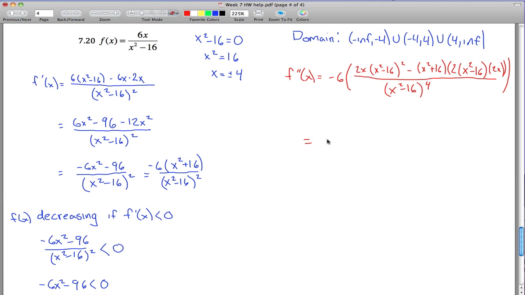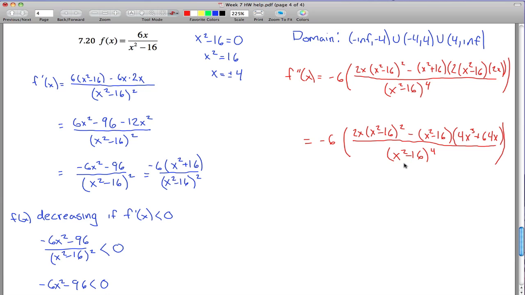We can simplify it a little bit. Maybe we'll leave this negative 6 out here. And we've got 2x times x squared minus 16 squared. Over here, let's leave the x squared minus 16 and put the rest of the stuff together. So we've got a 2 and a 2x. So there's 4x there. And if we distribute it through this guy, 4x times x squared is 4x cubed. 4x times 16 is 64x. And that is all divided by x squared minus 16 to the fourth.